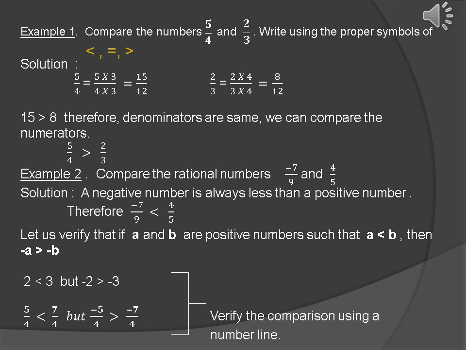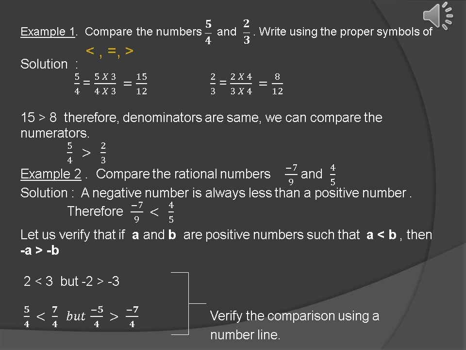Second example, compare the rational numbers minus 7 upon 9 and 4 upon 5. Solution, a negative number is always less than a positive number. Therefore, minus 7 upon 9 is less than 4 upon 5.